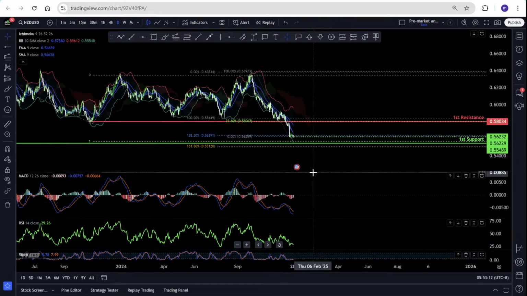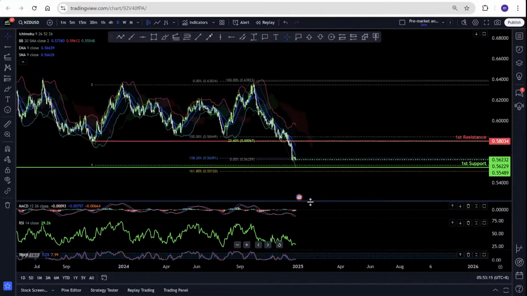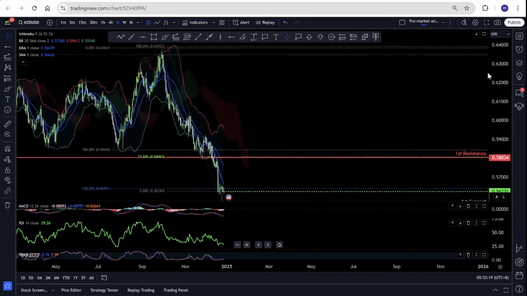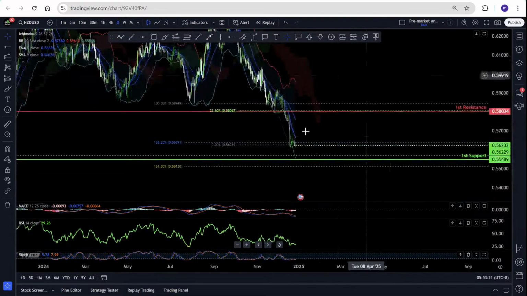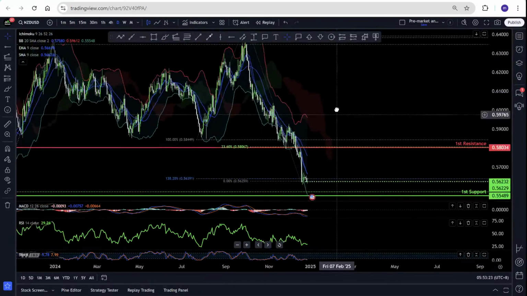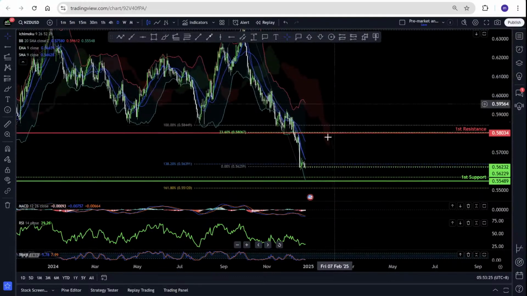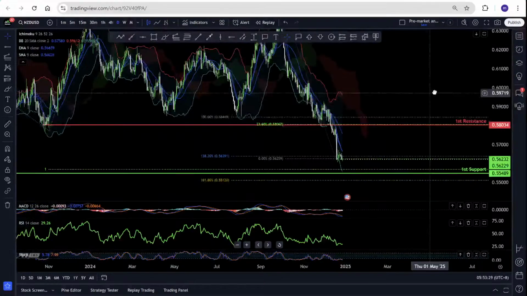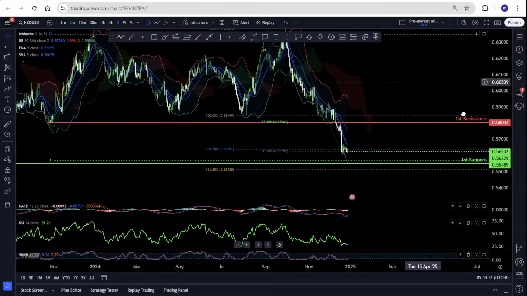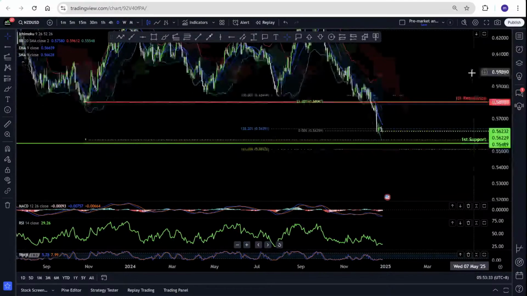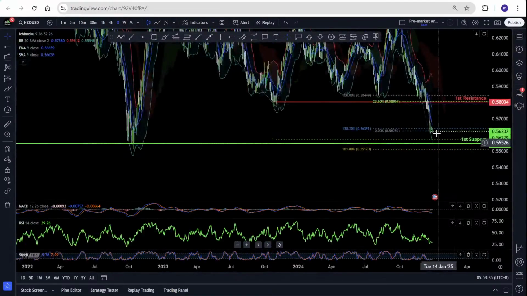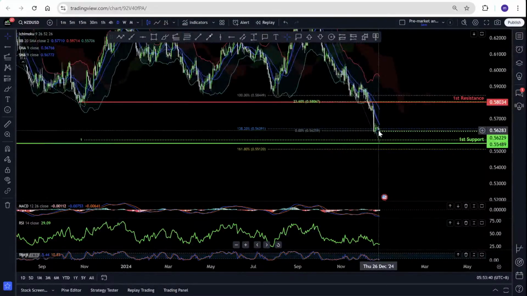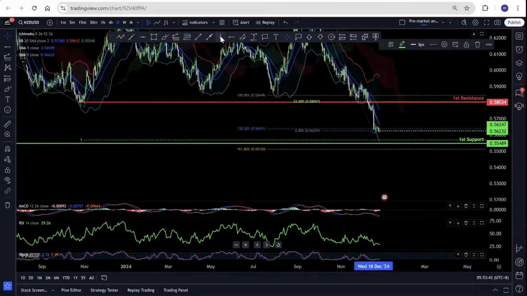Bollinger Bands, you can see prices are breaking below that bottom band, so that is a bearish signal as well. EMA and SMA, prices are moving below, so that's also a bearish signal. Okay, so I am expecting prices to continue to drop out of this intermediate support towards our first support.